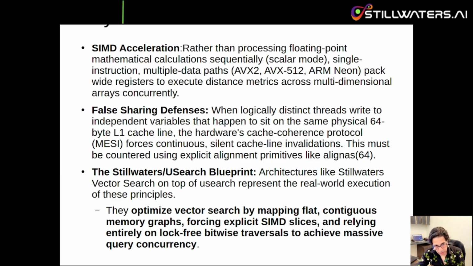Stillwaters vector search is built on top of Usearch, an open source product. It optimizes vector search by mapping flat contiguous memory graphs, forcing explicit SIMD slices and relying entirely on lock-free bitwise traversal to make the query performance as fast as you're going to be seeing it.